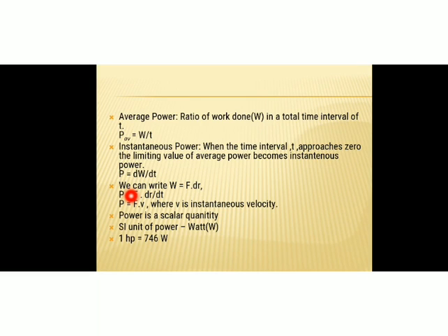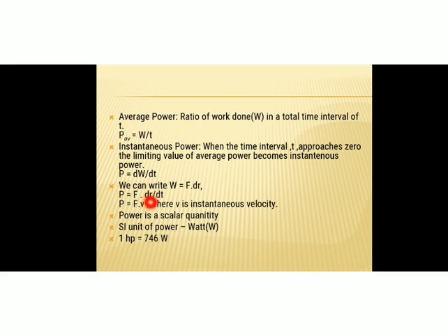We can write work done W equal to force into displacement, that is F dot dr. Here dr represents the displacement. Then power P is equal to F dot dr divided by dt, work divided by time. So power P is equal to F dot V, where V is the instantaneous velocity. Here dr by dt is equivalent to velocity V.